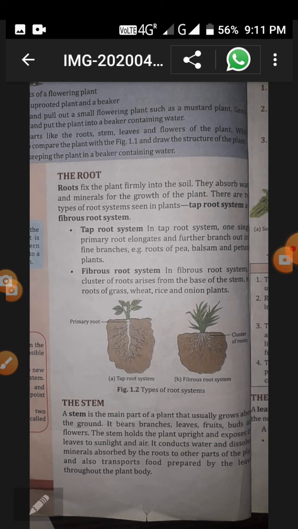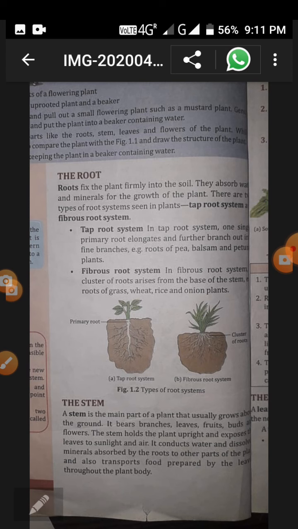There are two types of root system. First is taproot system and second is fibrous root system. For understanding this concept, you can see the figure number 1.2. It is clearly shown that in taproot system one primary root is present. And from this primary root, many fine branches elongate. This type of root system is called taproot system. Example of this kind of root system is pea plant.